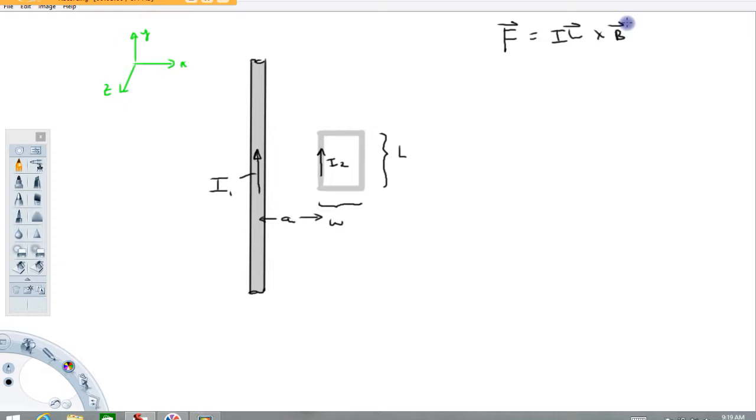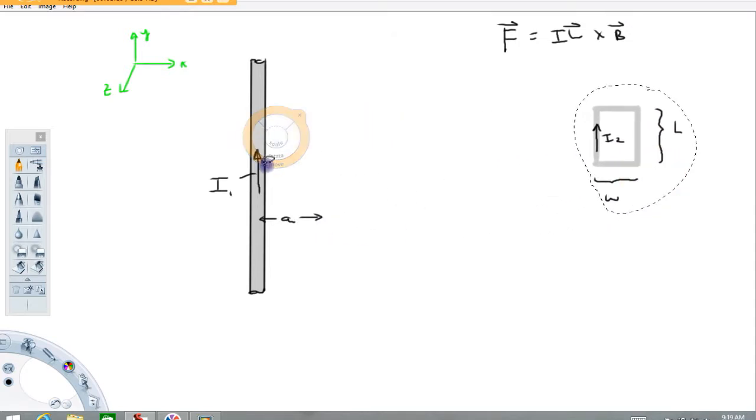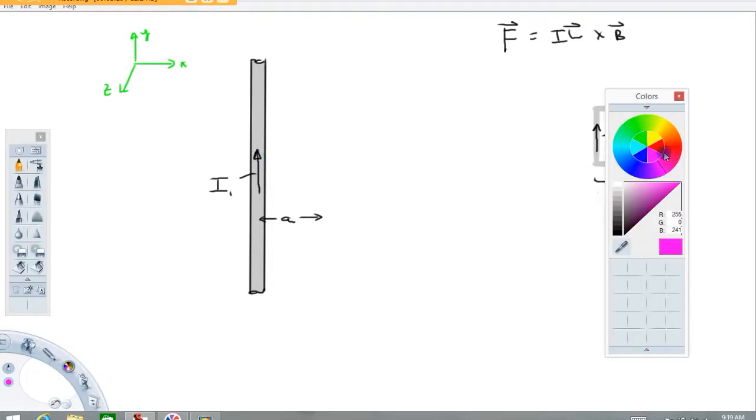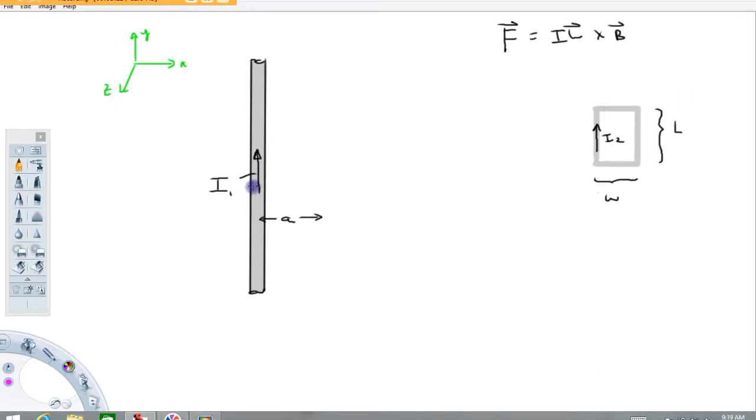Before we talk about what's happening here force-wise, it's very important to understand what the magnetic field lines around this wire look like. So I'm going to take a moment here, move this off to the side just temporarily, and focus on just what the field lines look like around this wire. Magnetic field lines around wires are circular, and you tell which way by right-hand rule. So the magnetic field lines around this current look something like this. I'm going to draw three of them.